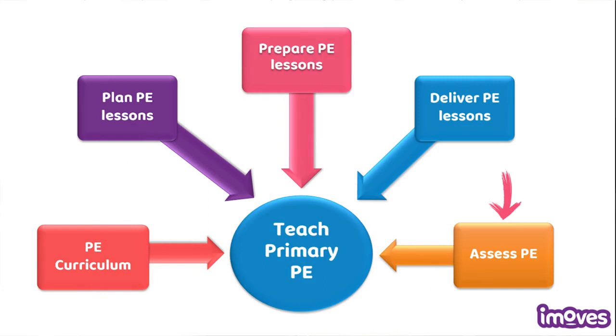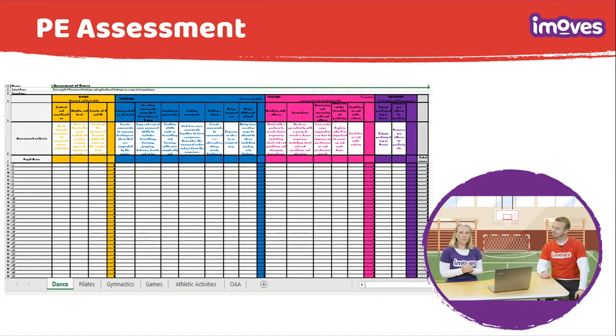Yeah, definitely. So now we're going to have a quick look at assessing PE, because again, I think this is quite a problem for a lot of teachers. They just don't know where to start. On our imoves platform, we have an assessment sheet that you can download, and it's for each individual year group. You will get your individual year group spreadsheet, and it will have each individual subject on there. Whether it's gymnastics, dance, Pilates, games, whatever, each one will have its own individual sheet for you to use.